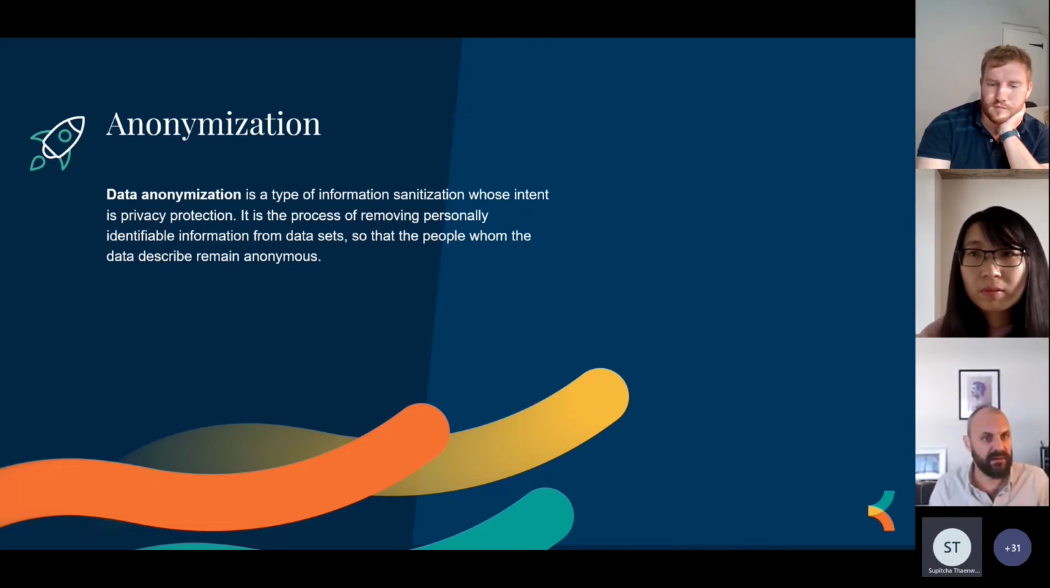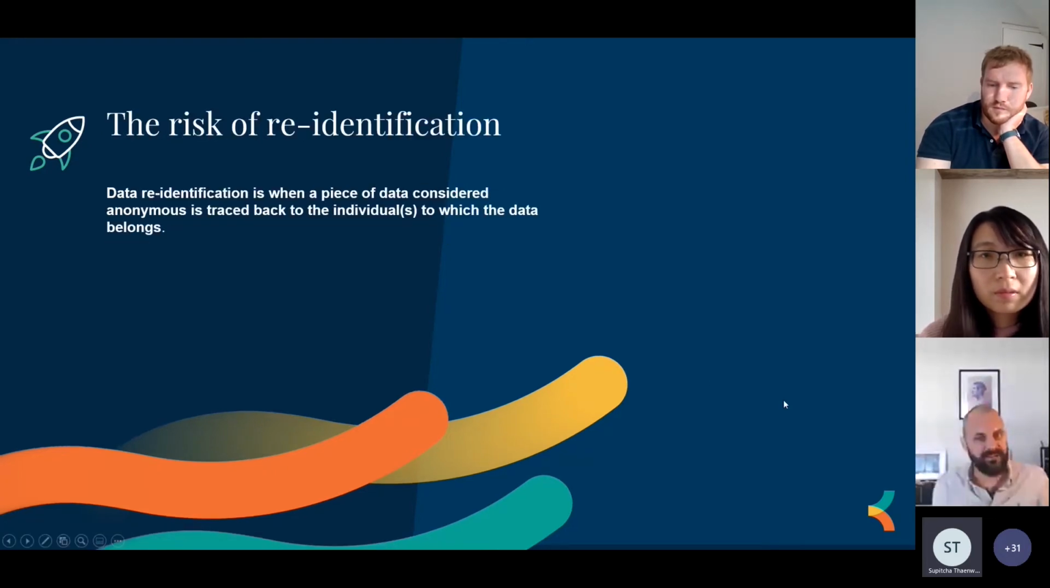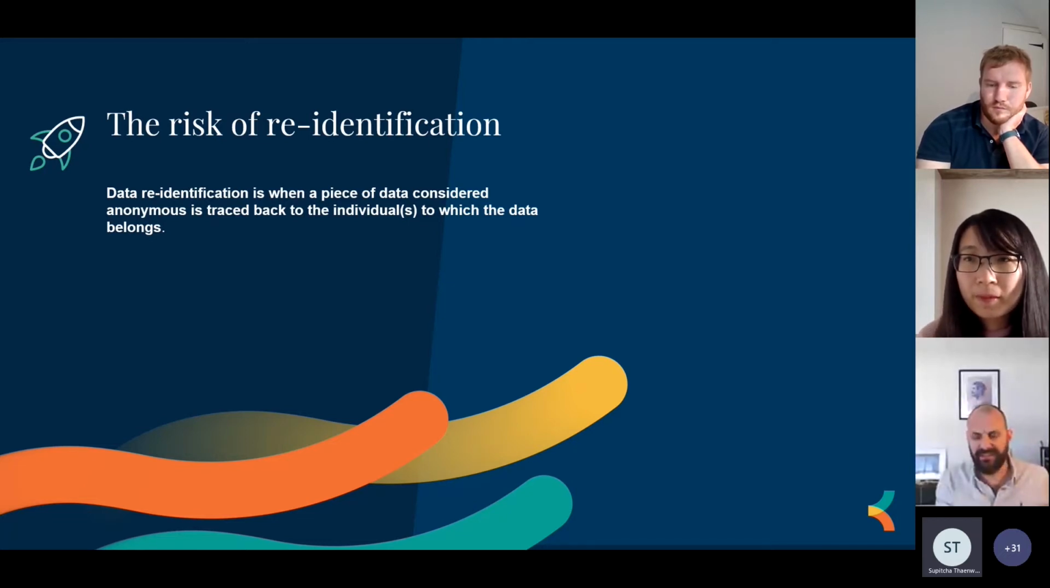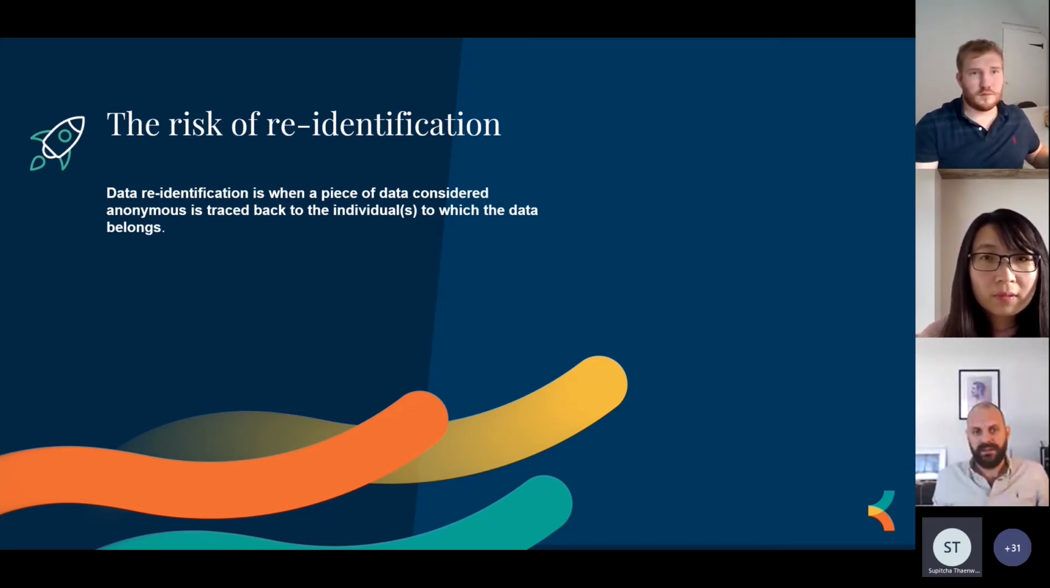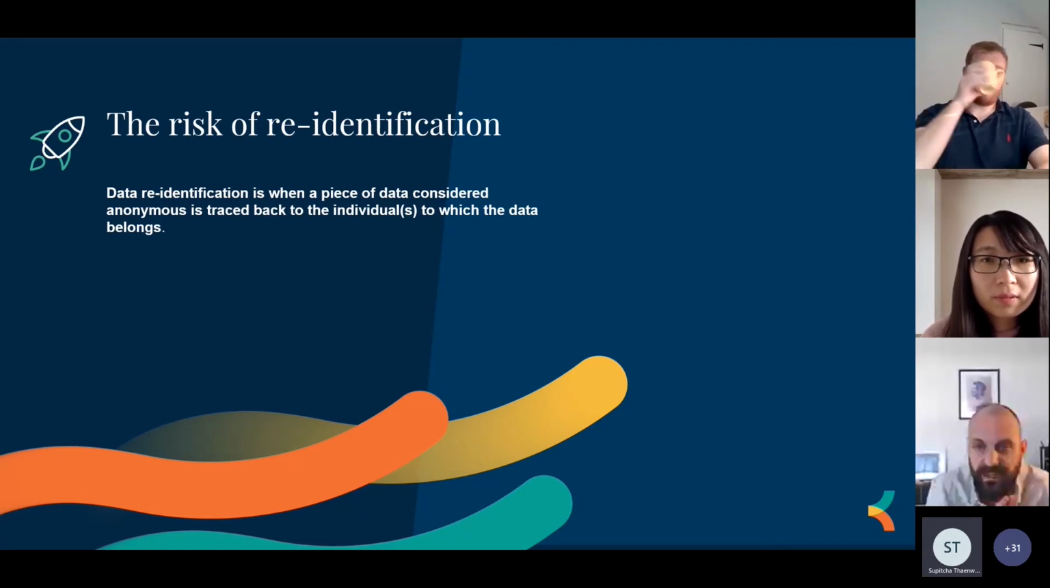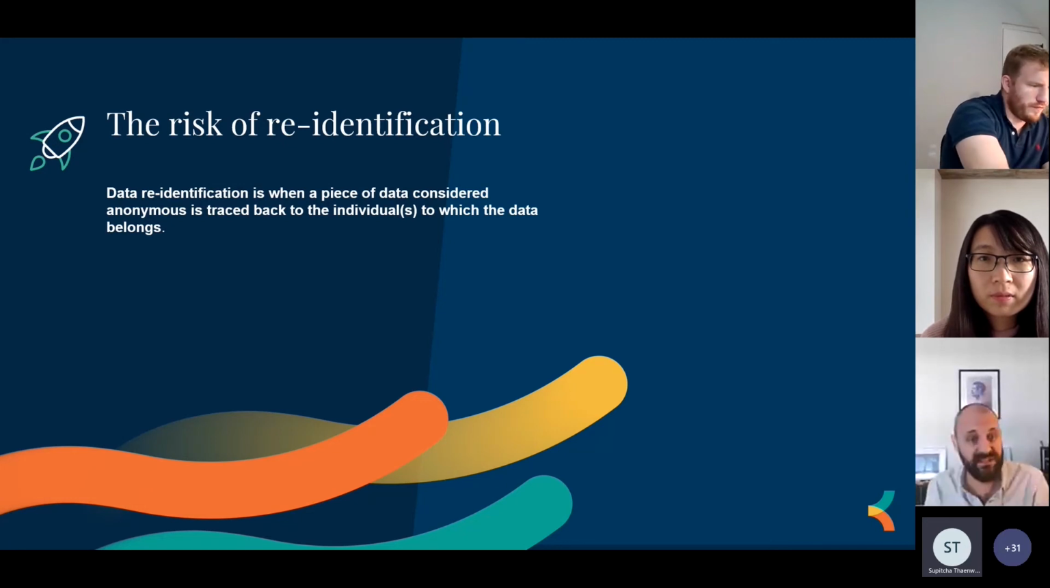Now, what makes anonymization risky? It's the risk of re-identification. And obviously, it says what it says on the tin. Re-identification is being able to take some data that is anonymized and then identify the individuals that were involved in creating that data. Now, it shouldn't matter how much data is collected about general activity as long as it is anonymized.